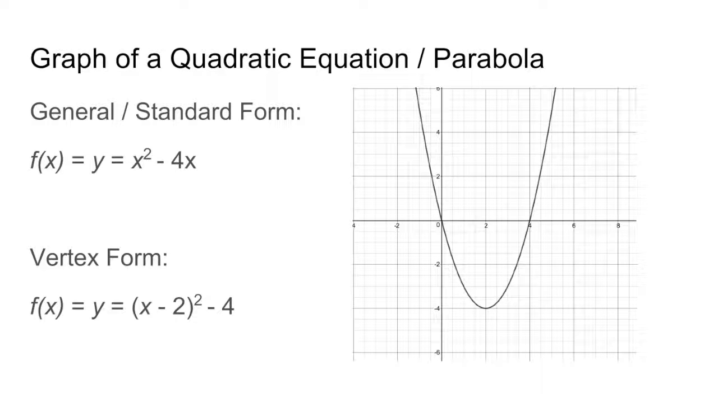And so here is an example of a quadratic equation graphed as a parabola, and note that these two lines here go on upwards infinitely. And so we have it written here in standard form, and we have it written here in vertex form.